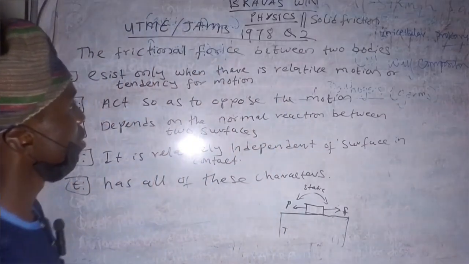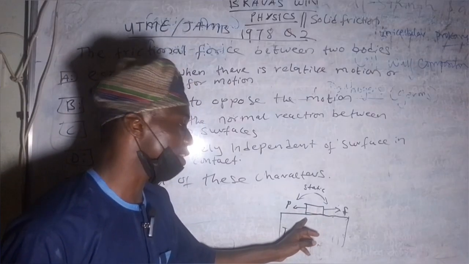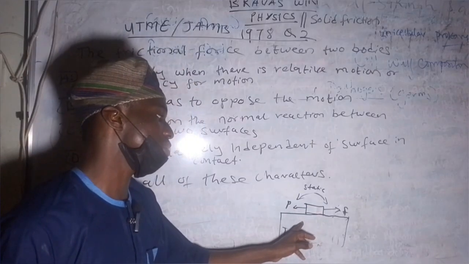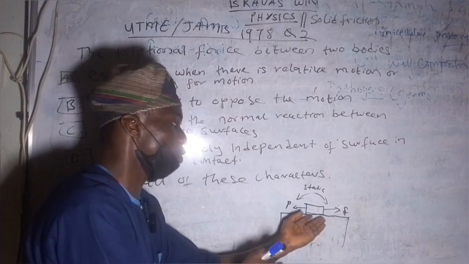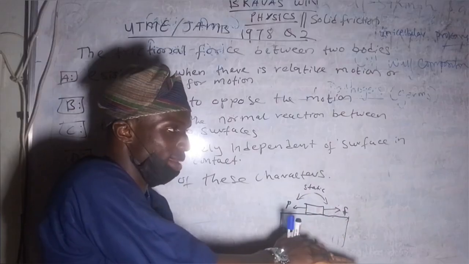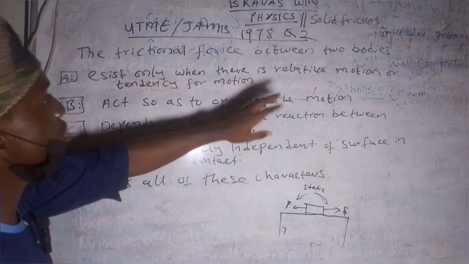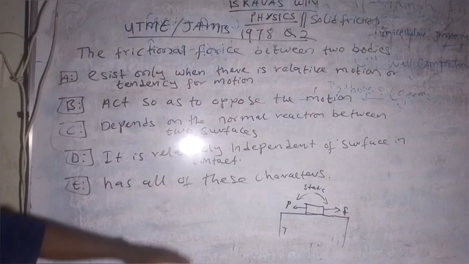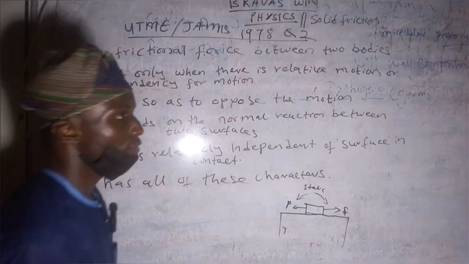So let's go. What actually happens in friction is that the motion of this block is affected by this table. Do you understand? Which means there is a contact between this block and the table. Therefore, the movement of the block is affected by the table, which is called friction. So they actually want us to get the correct option here. The frictional force acting between two bodies exists only when there is a relative motion or tendency for motion. Yes, it is correct.